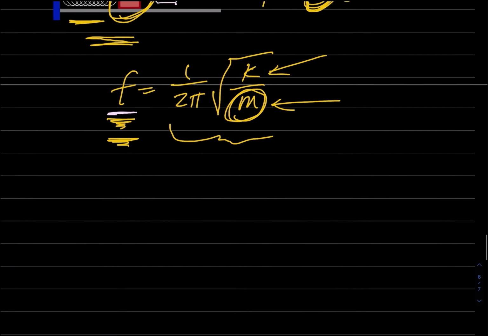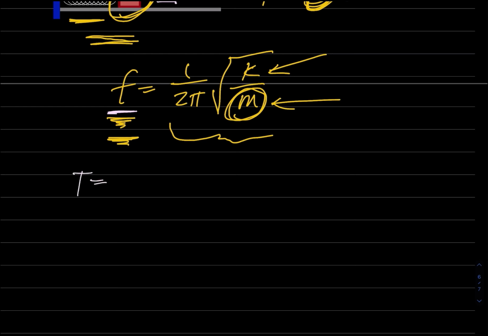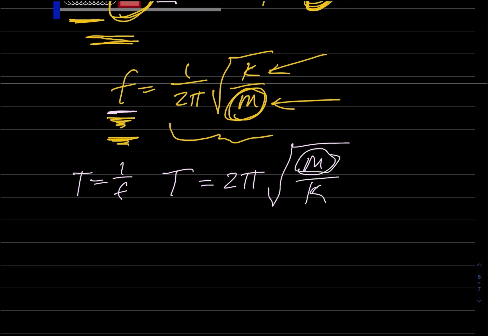Now, since the period equals 1 over the frequency, we can say that the period of oscillation equals 2 pi times the square root of m over k. If the mass is big, the period is going to be big. It takes a long time to go back and forth. And if the spring constant is big and the spring is strong, then the period is going to be small.